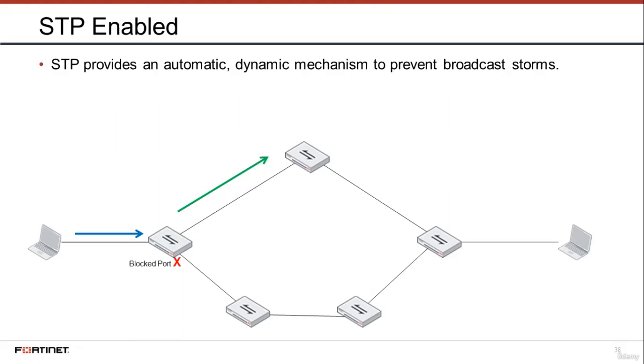Because the BPDUs are sent every 2 seconds, the switches are able to detect any network outages and unblock ports as needed to restore the alternate path around the outage. By default, FortiGate does not participate in STP learning or forward BPDUs, but you can enable it. You must still restrict broadcast domains so that they are not overwhelmingly large.